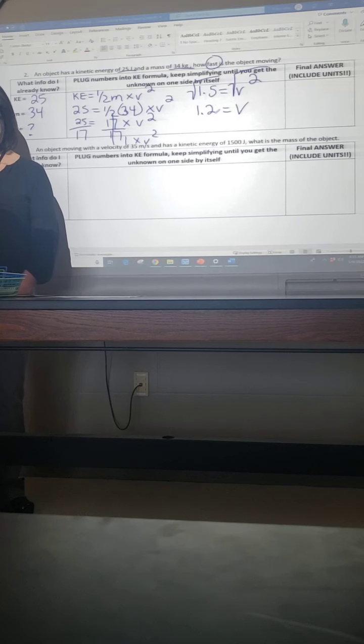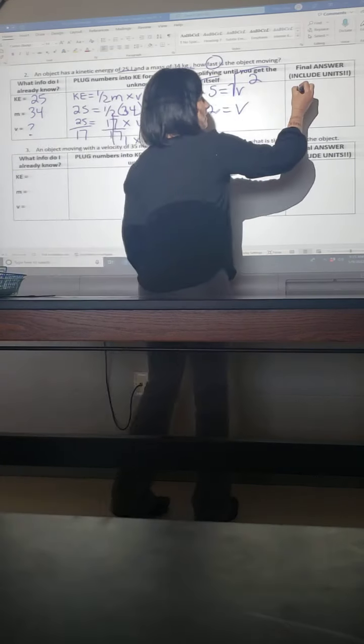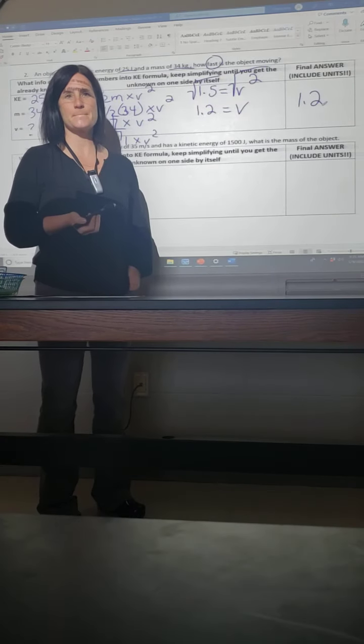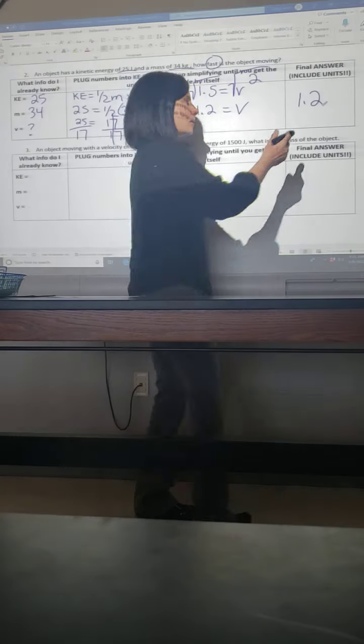Is everybody with me on that? Okay, and so if my velocity is 1.2, what are my units always gonna be? Good.